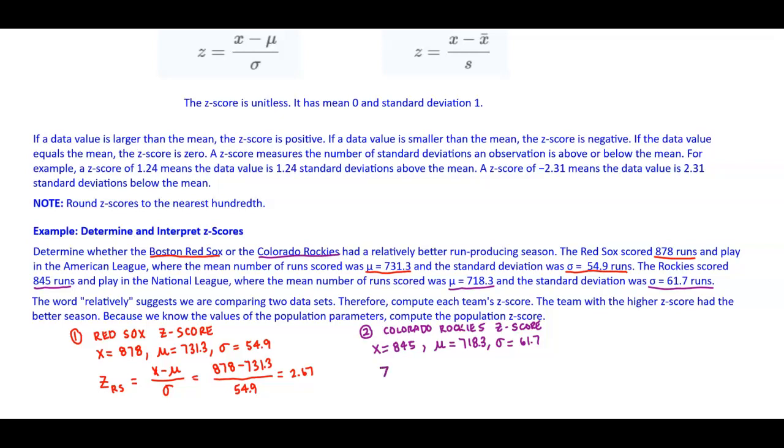So let's find the z-score for the Colorado Rockies. Again, the formula is taking the data value minus the population mean over the population standard deviation. So we have 845 runs. We're going to subtract the population mean of 718.3, and then we're going to divide that by 61.7. Okay, so let's go ahead and do this on our calculator.